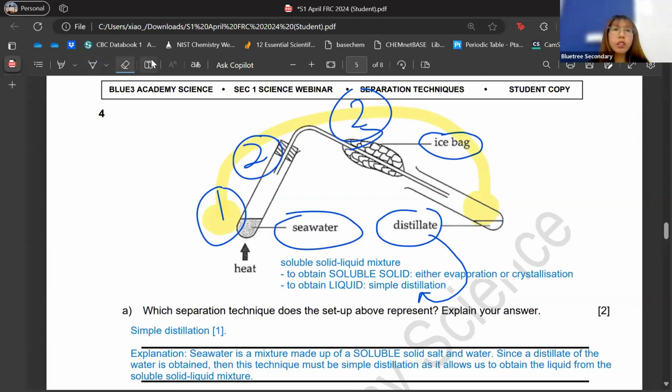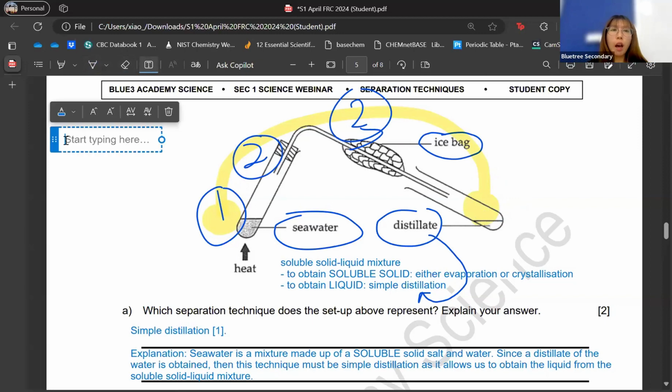Okay, so for now, this is the general gist. Let's go and write our answer. So for the first 1 mark will be what is happening in the test tube. So of course, your water is going to gain heat from the Bunsen burner, and it is going to boil off into your water vapor. This is where your first mark is.